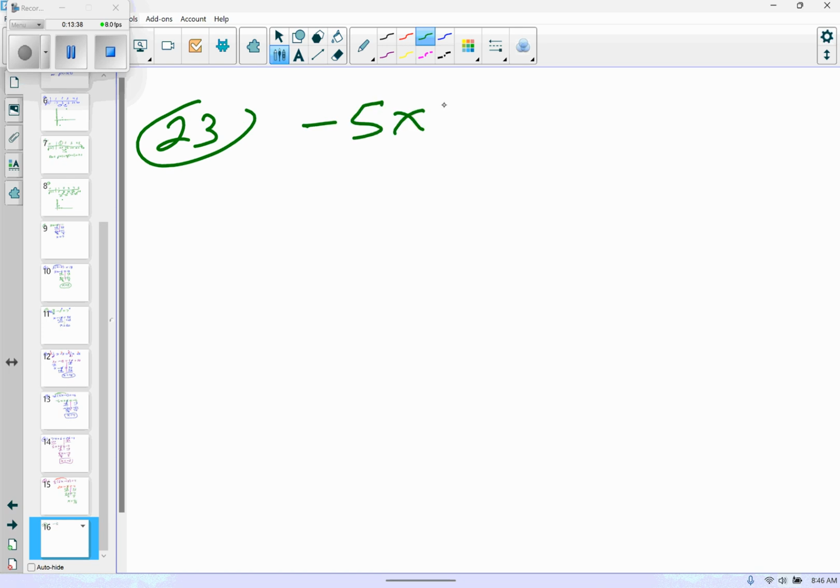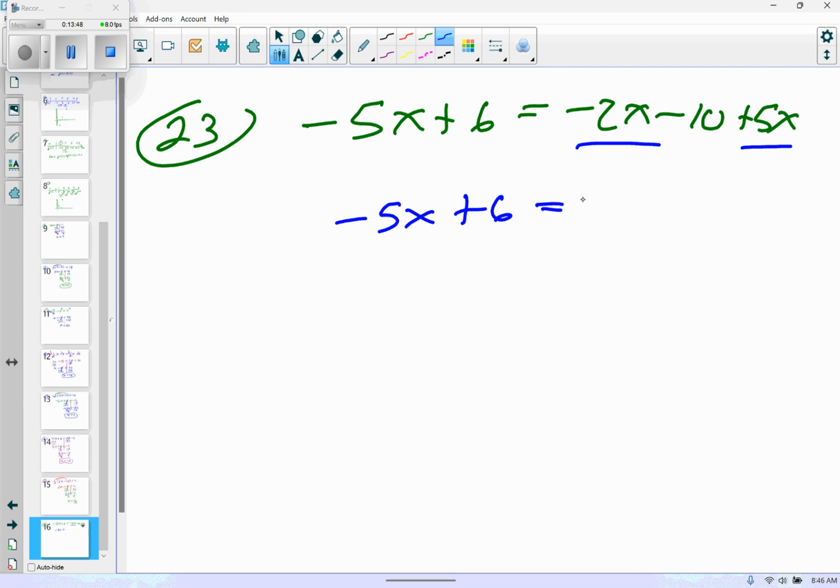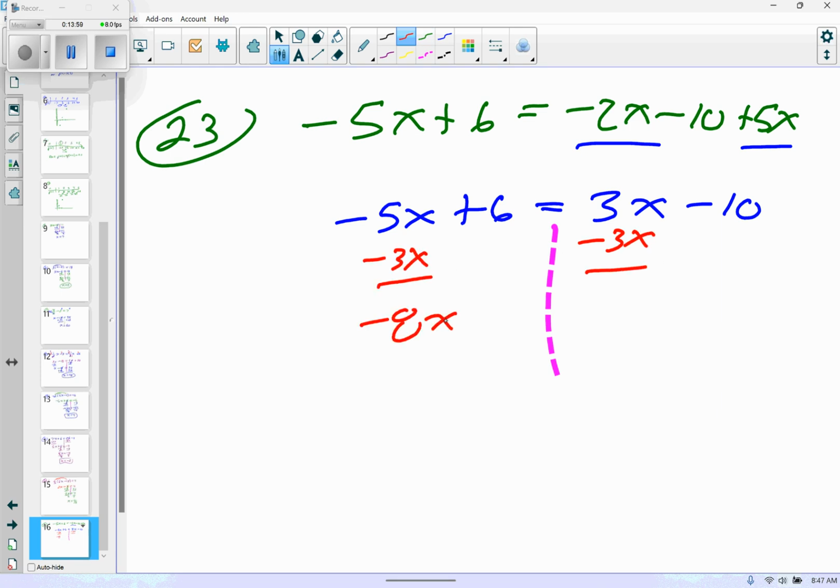Negative 5x plus 6 equals negative 2x minus 10 plus 5x. Okay, so let's combine these two like terms first. That's 3x minus 10. Now we can start moving things back and forth. So I don't know, we have to start someplace. So let's subtract 3x from both sides. So I get negative 8x plus 6 equals negative 10.